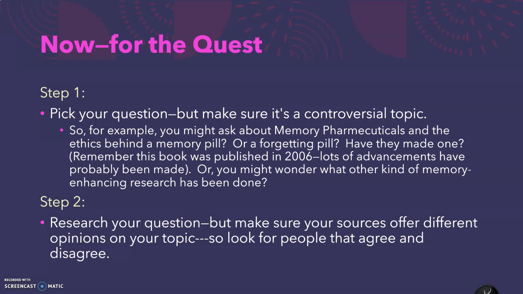You might ask about memory pharmaceuticals, right? And the ethics behind a memory pill or a forgetting pill. Had they made one? Remember, this book was published in 2006. Lots of time for advancements in the field of memory.